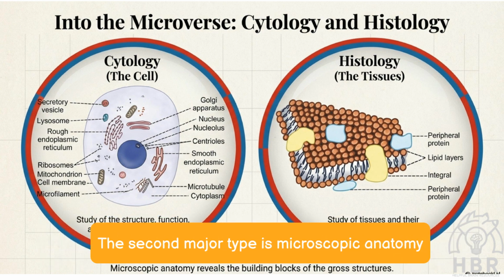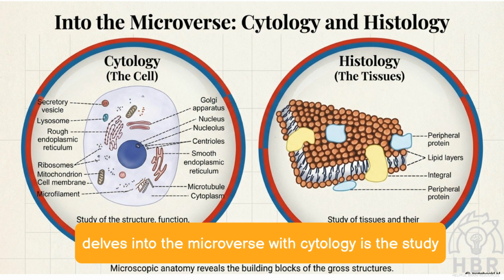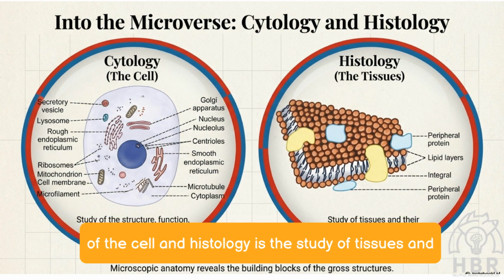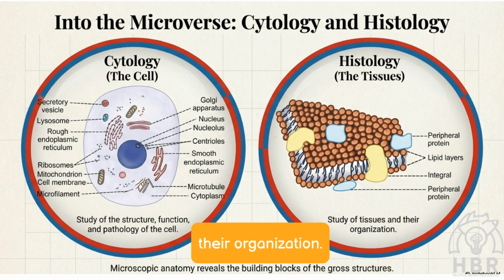The second major type is microscopic anatomy, which delves into the microverse, with cytology, the study of the cell, and histology, the study of tissues and their organization. These are the building blocks of gross structures.